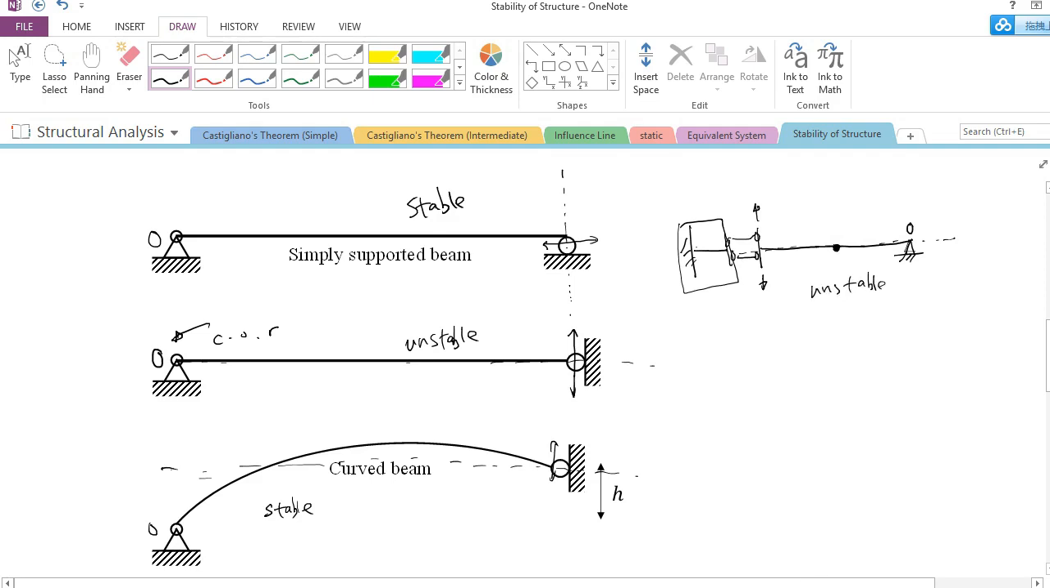How will this structure deform? Let's say I deform it something like this. The structure will deform like this, and then because this is a shear release support, it cannot rotate. You will fix it, something like this.